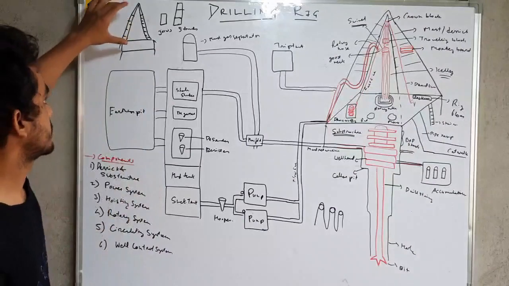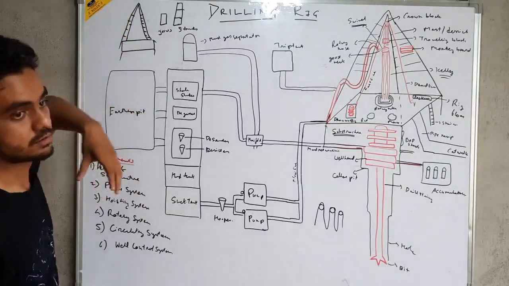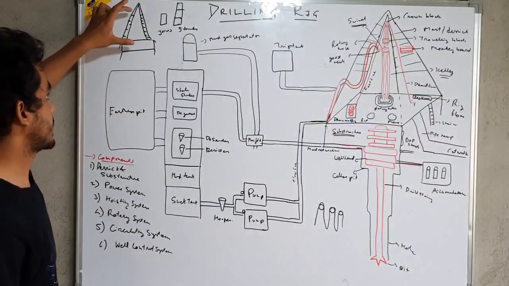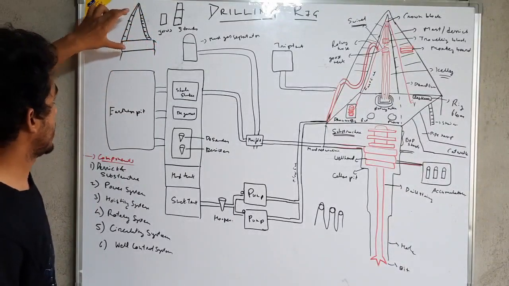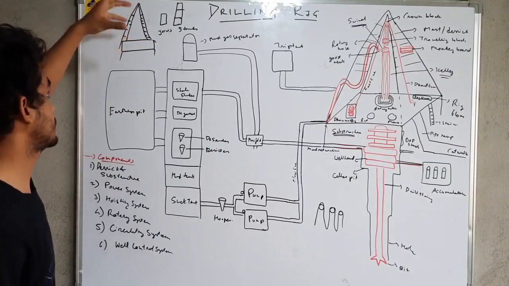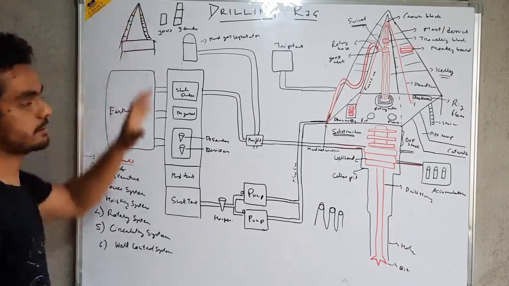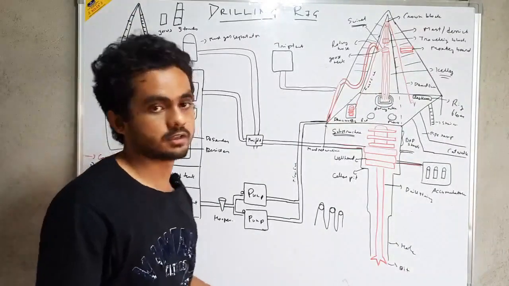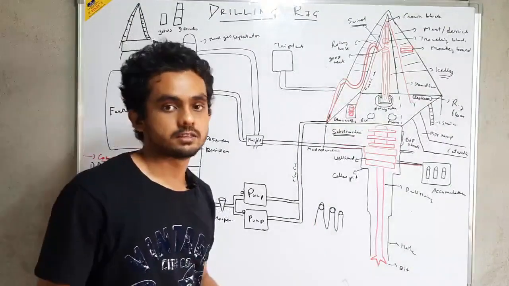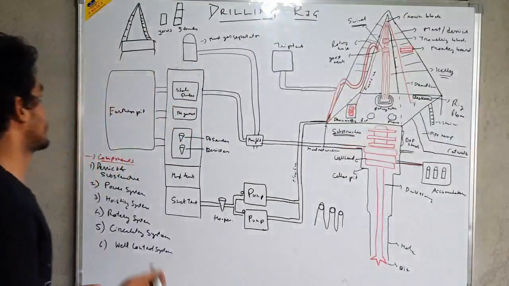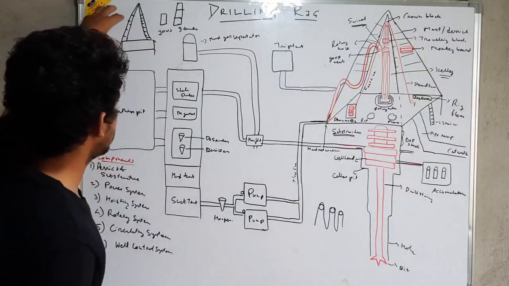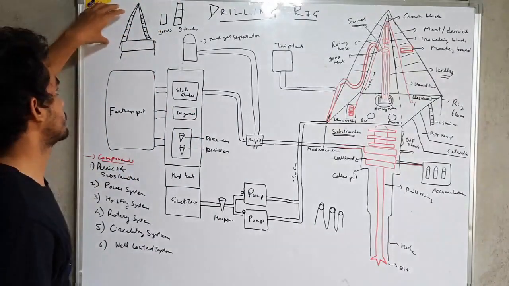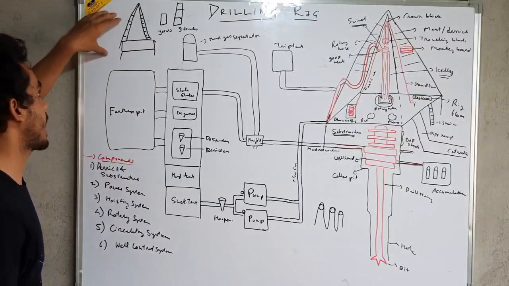While tripping out, we are taking the drill pipe out of the well in stands. Those stands' height should be accommodated inside this derrick. So this derrick should have enough height, a minimum of 90 feet. It depends upon the size of the rig. It may have lower heights or greater heights, but generally it should accommodate these stands while tripping out. So this is the necessary part of the derrick. It should be strong enough and it should have enough height.